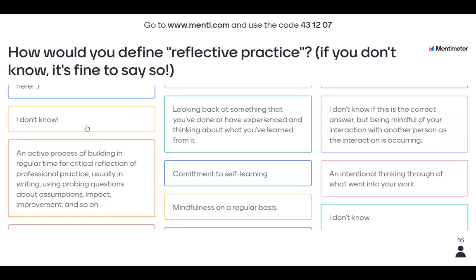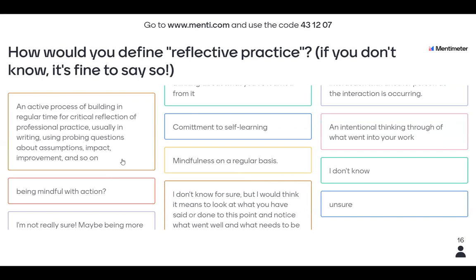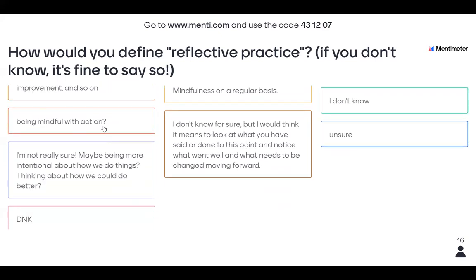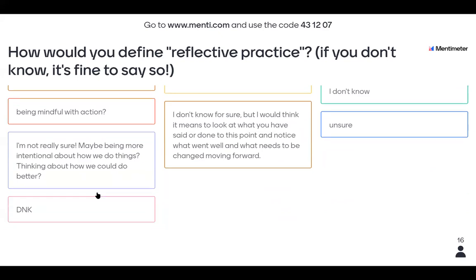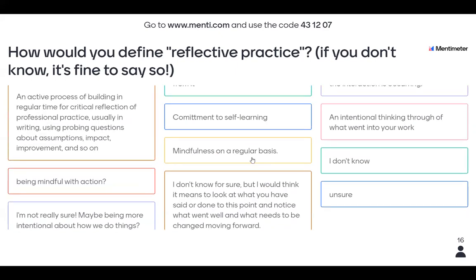All right, so several people said, I don't know, I'm not really sure, but that's why I'm here. I see an I don't know. I see an active process of building in regular time for critical reflection and professional practice, usually in writing, using probing questions about assumptions, impact, improvement, and so on. Very good, very nice. Being mindful with action, question mark. I think that is a great way to describe it. Maybe more being more intentional about how we do things, thinking about how we could do better. Do not know. Would think it means to look at what you have said or done to this point and notice what went well and what needs to be changed. Mindfulness on a regular basis.